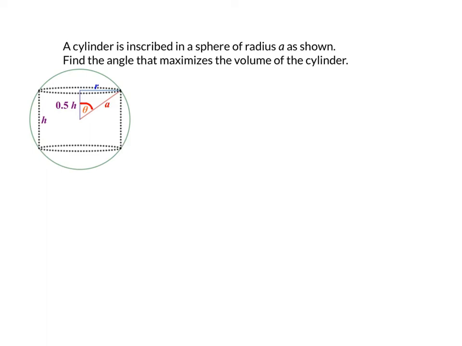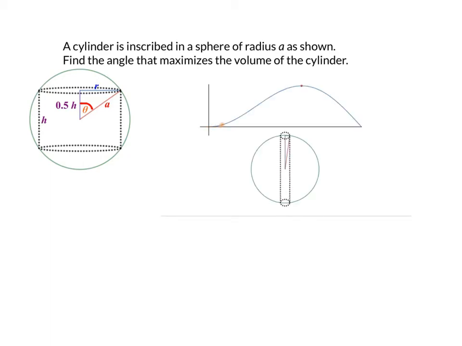In this problem, we're asked to find the angle that maximizes the volume of a cylinder that's been inscribed in a sphere of radius A, as shown in this picture. So we draw the sphere, and we pick some angle from, say, due north, and we draw a rectangle, or a cylinder that goes with that. That would end up looking something like the following. So it looks something like this.